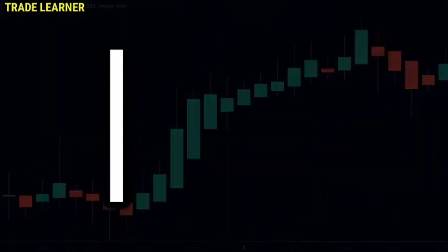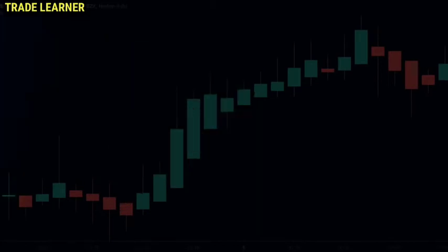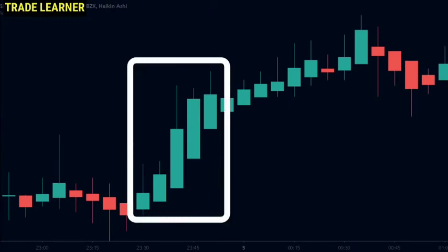Now, let us look at the different types of HEIKEN ASHI candles, and what they mean. In an uptrend we see green candles with very little or no wicks on the downside. This indicates that the trend is upwards and there are virtually no sellers in the market. These candles represent strength in an uptrend.